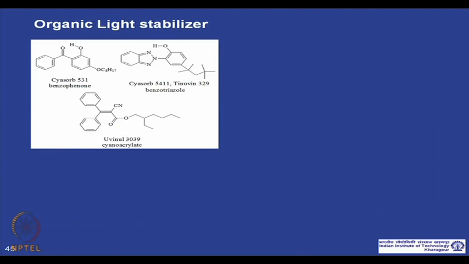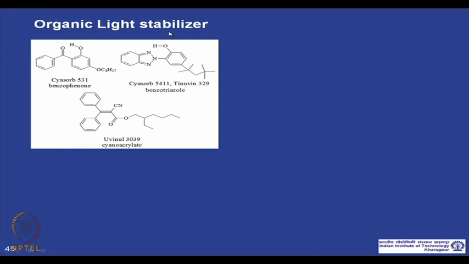So, light stabilizers. We talked about two types of light stabilizer: one which can absorb the UV light and protect the bulk of the polymer from UV light, and second, HALS, which basically prevent the oxidation process or the radical process and prevent the molecular degradation.